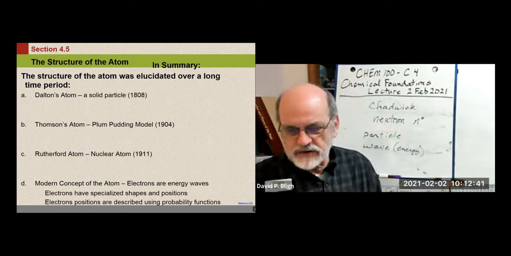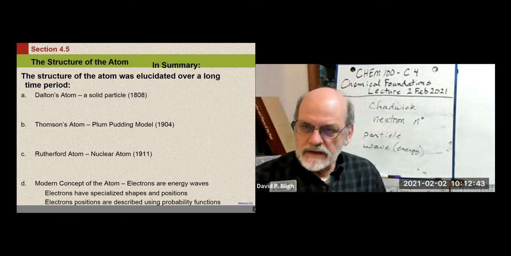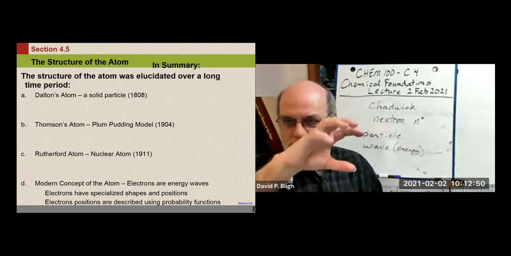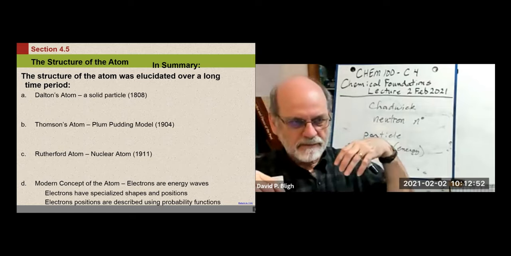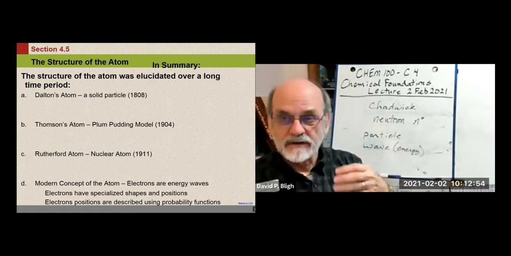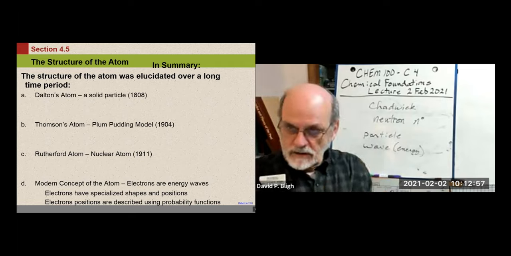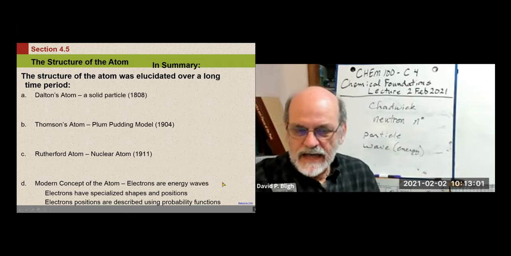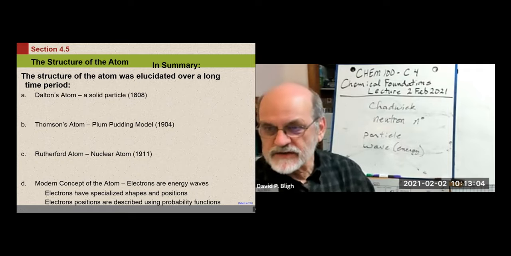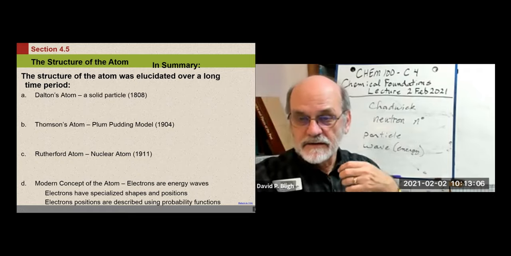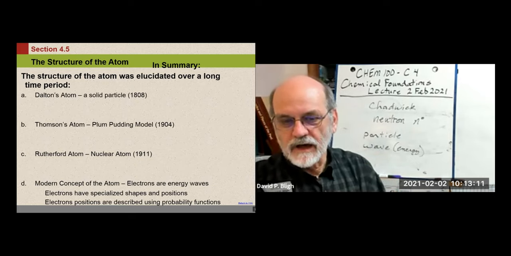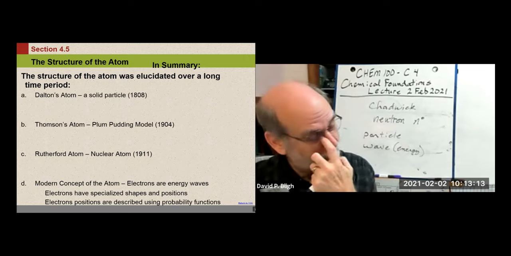In fact, all matter has the dual nature of particle and energy. But that's another discussion. So now we consider electrons to be waves, energy waves, that occupy a certain space and time position around the atom. And they occupy regions of space that we identify using probability because of another principle that I won't go into right now.